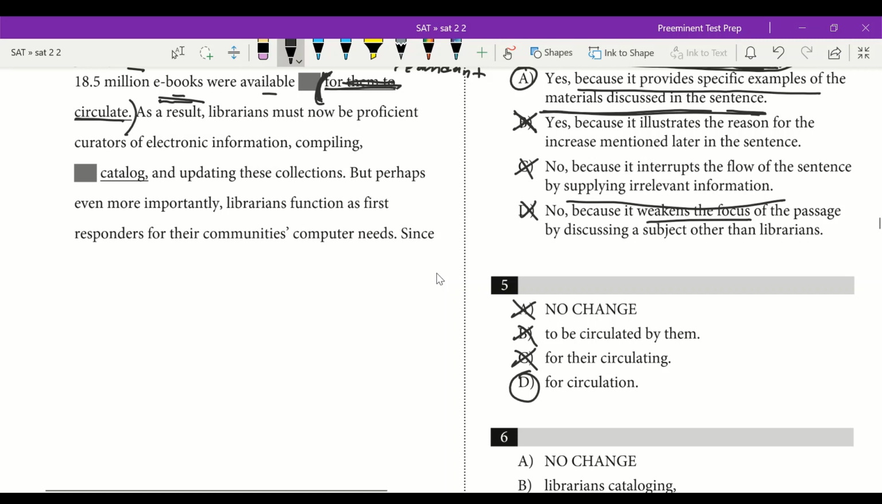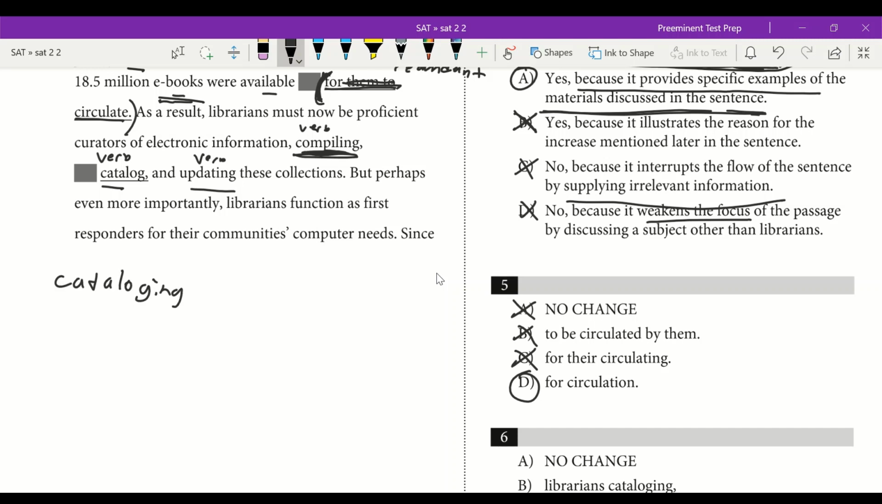"As a result, librarians must now be proficient curators of electronic information, compiling, cataloging, and updating these collections." Well, when you see a list like this, with a list of verbs, right? So we have compiling and updating. So these are two verbs, and we also have catalog, which is actually going to be a verb because it's going to be cataloging.